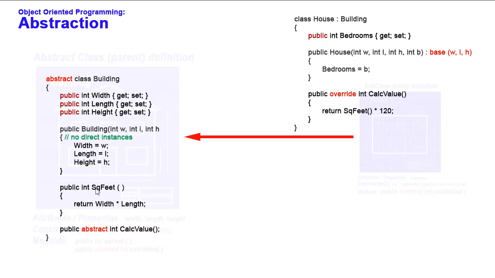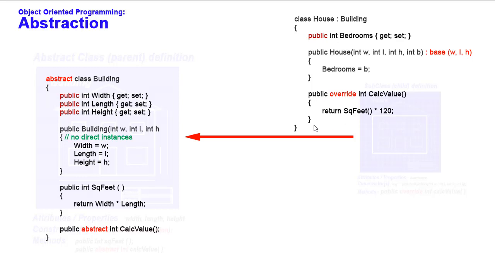The house may access the square foot method, so I don't need to duplicate that here, but I do need to implement the calc value method that was required as an abstract method. And I do that by overriding that abstract method and having it return an integer. And what I'm going to have it return is the number of square feet, which is going to calculate from the abstract class times 120. So it's $120 per square foot for a house.